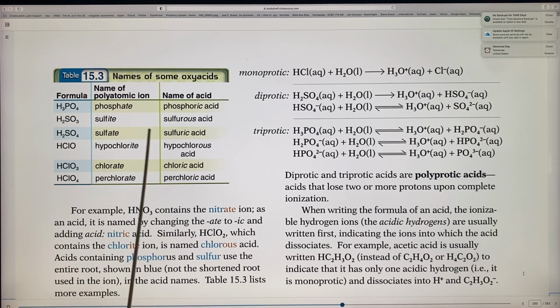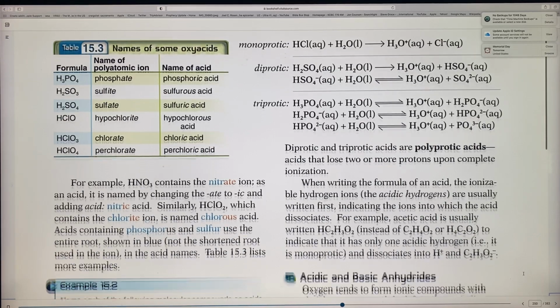So -ate to -ic: sulfate to sulfuric acid, hypochlorite to hypochlorous acid, chlorate to chloric acid, perchlorate to perchloric acid. See how it's just -ate to -ic, -ite to -ous. However you want to remember it.